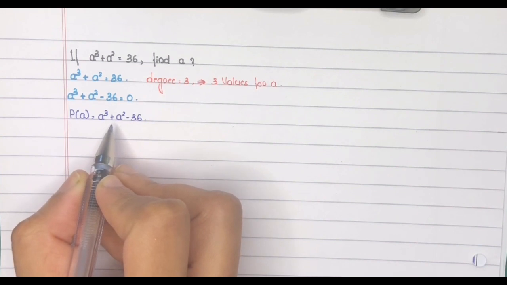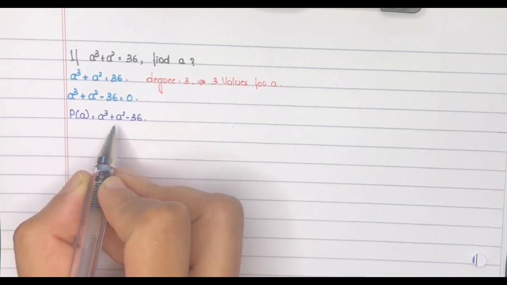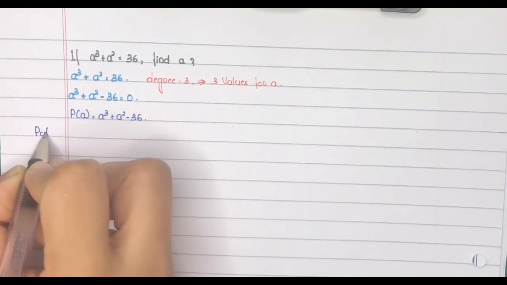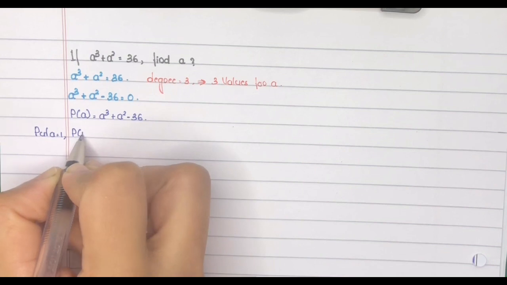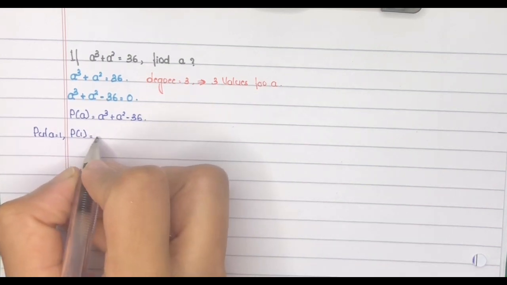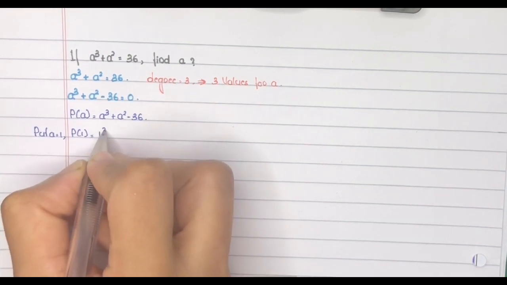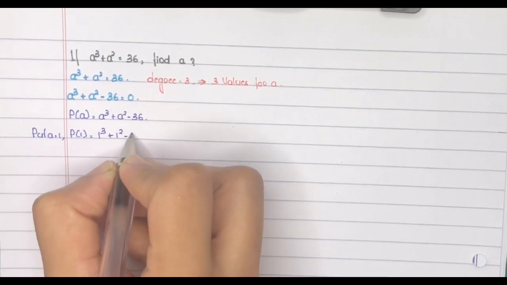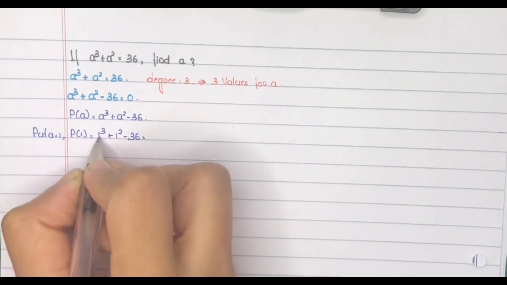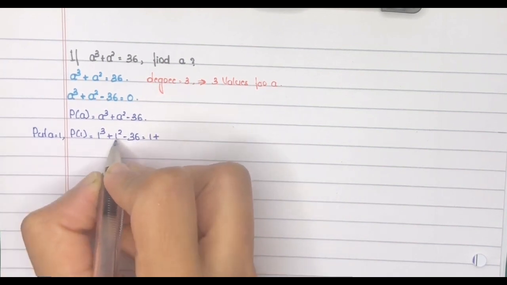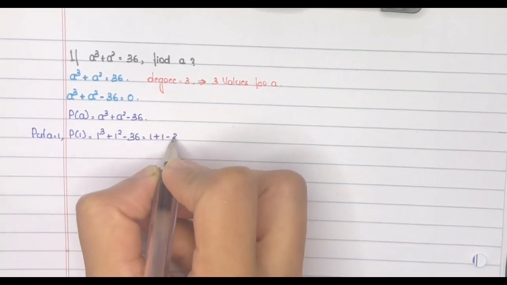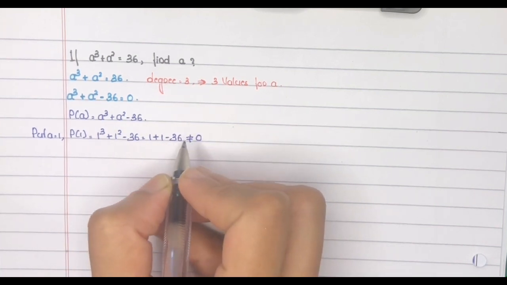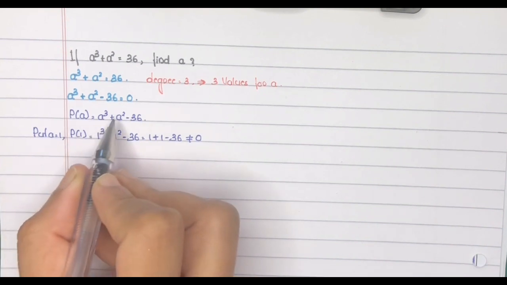Satisfying the equation means what? When you substitute that value, this equation gets reduced to 0. So put a is equal to 1. That is P of 1 is equal to a cube plus a square minus 36. Substitute a is equal to 1. So 1 cube plus 1 square minus 36 is not equal to 0. 2 minus 36 is not equal to 0. Means what? 1 is not a factor of this equation.